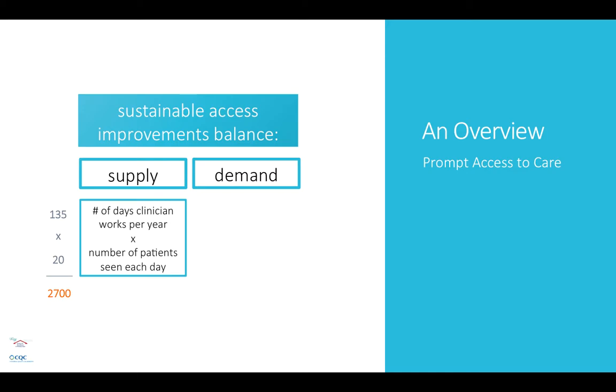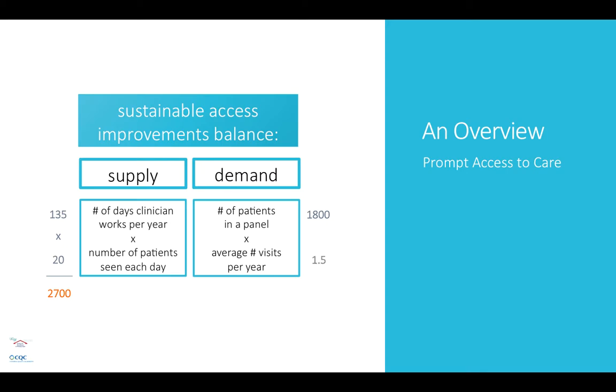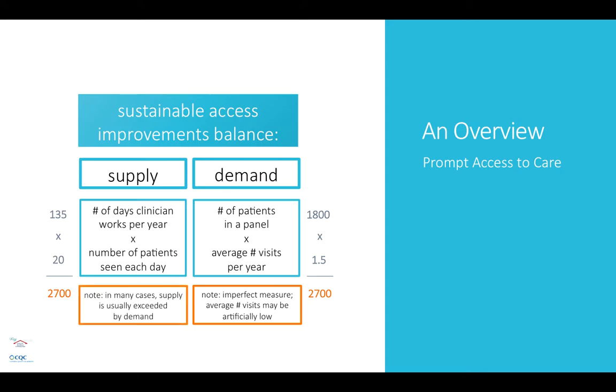Demand is often calculated as the number of patients in a panel times the average number of visits per year. If there are 1,800 patients on a clinician's panel and they average 1.5 visits per year, the anticipated demand is 2,700. Note that this is an imperfect measure because if a practice has access problems, the average number of visits may be artificially low. In this case, our supply and demand are balanced. In many cases, demand may exceed supply.